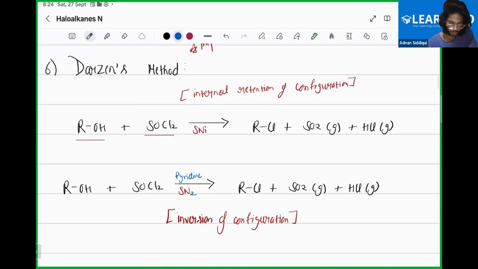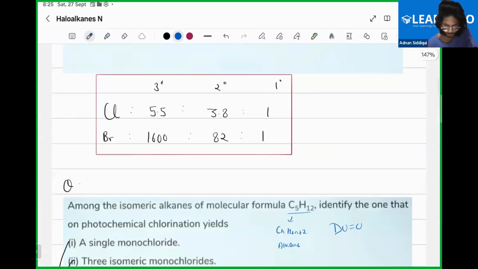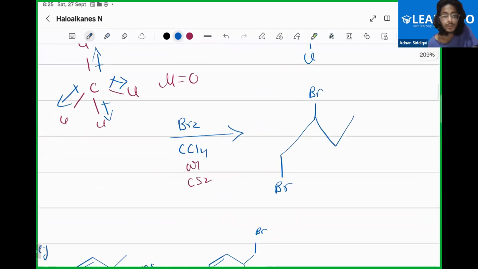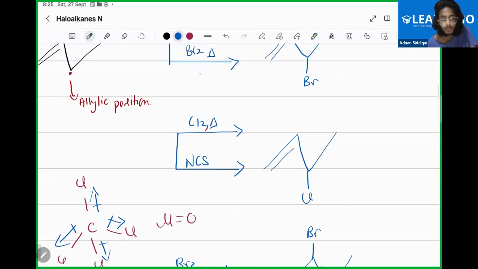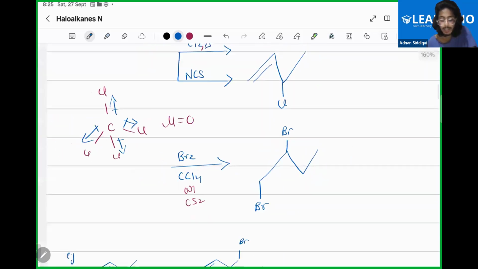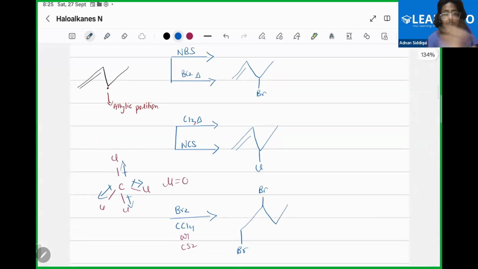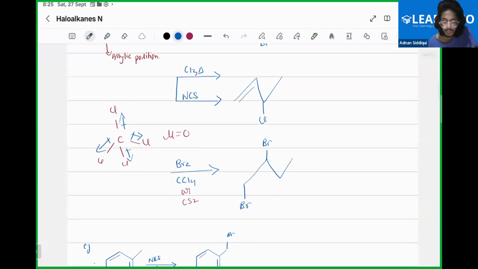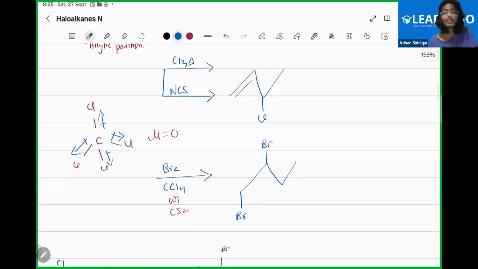Now, if you are using a non-polar solvent, these are basically solvents and they are non-polar. Instead of heating Br2, you are using Br2 with CCl4 or CS2. You can use either one of these. Then you will get a different product. Now you are not going to observe allylic halogenation. The halogen will simply add across the double bond.